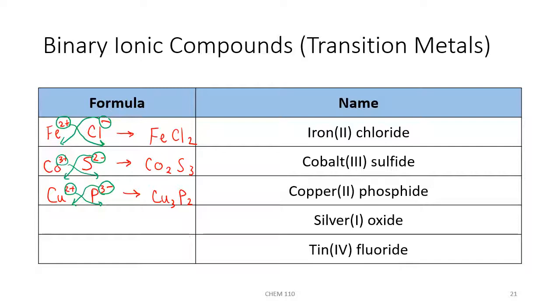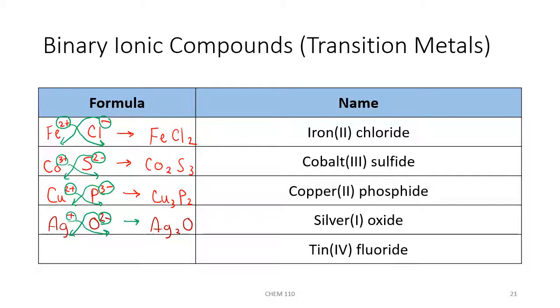Silver 1 oxide. Silver is Ag, and it's silver 1, so it has a +1 charge. Oxygen is a group 6A nonmetal, has a -2 charge. We're going to list the 1 after the oxygen, but we don't have to write that explicitly. We're going to list the 2 after the silver. This will be Ag2O.